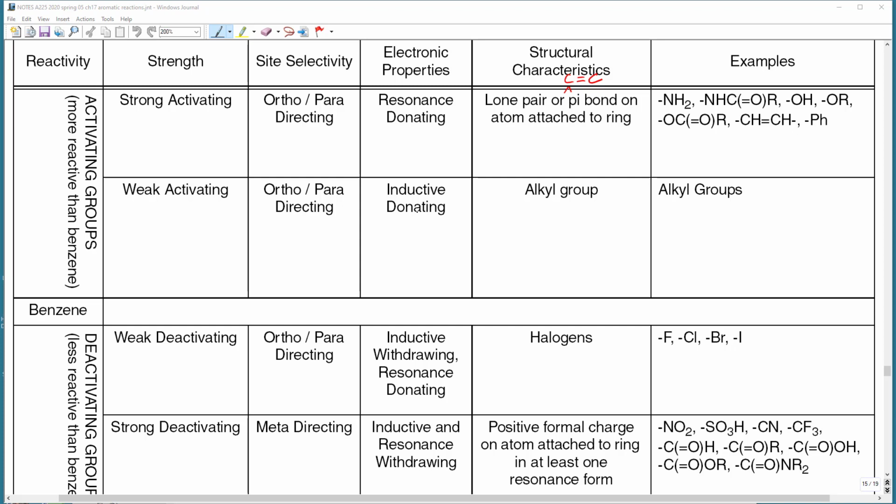Weak activating groups are also ortho-para directing. They are the inductive donators. Remember that I said the inductive effect is smaller than the resonance effect. These are generally the alkyl groups that are alkane-like. The ones that are alkenes directly adjacent to the ring, or phenyls, aromatic rings, are actually strong activators because they can do resonance. So this would be like methyl, ethyl, t-butyl, or any carbon chain that had essentially an sp3 hybridized carbon directly attached to the ring.